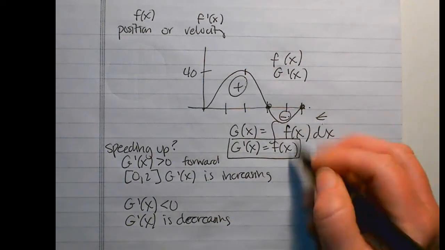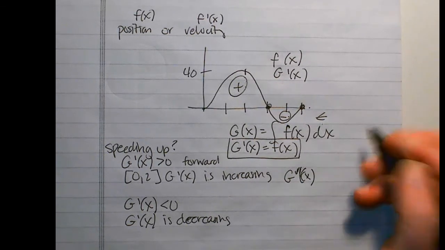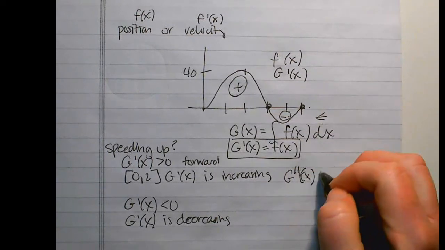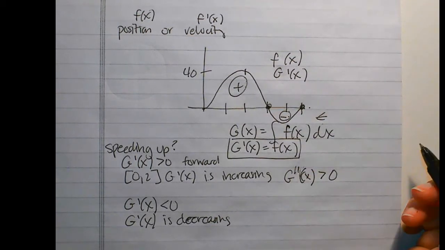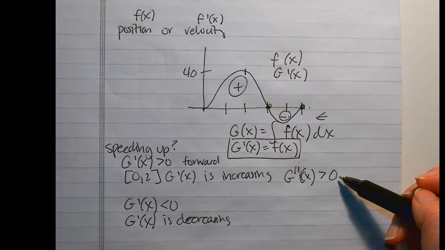The second derivative, this is g double prime of x. That's supposed to be 2 little tick marks. It's really bad. Is also greater than 0. They have to be the same sign. If you're going forward, you have to be accelerating. So this is also bigger than 0.